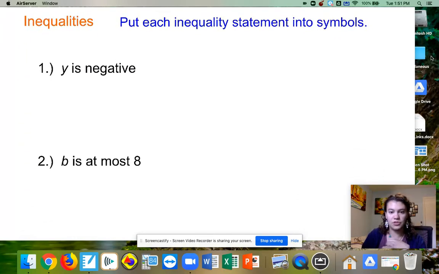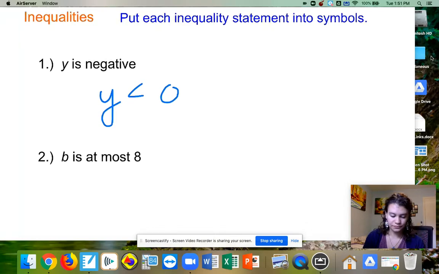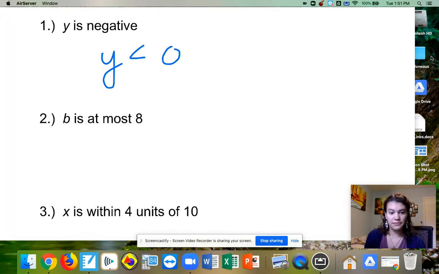So first here, pause this quick and write these two inequalities into symbols. All right, so if we want y to be negative, that means y has to be less than 0. It needs to be a negative number. If we want b to be at most 8, that means 8 is the biggest it can be. B needs to be less than or equal to 8.